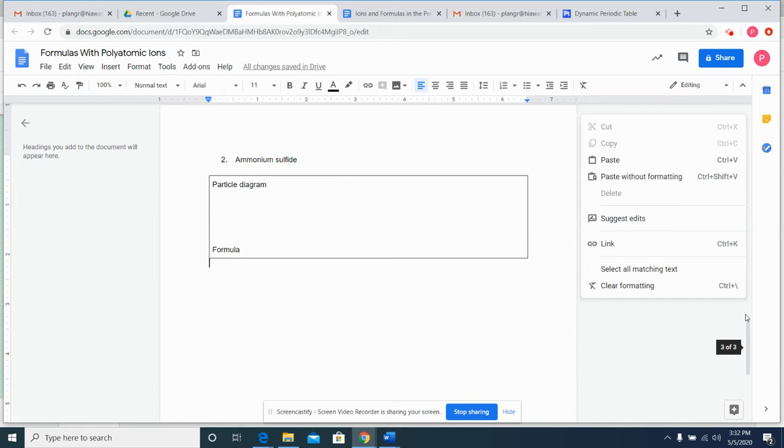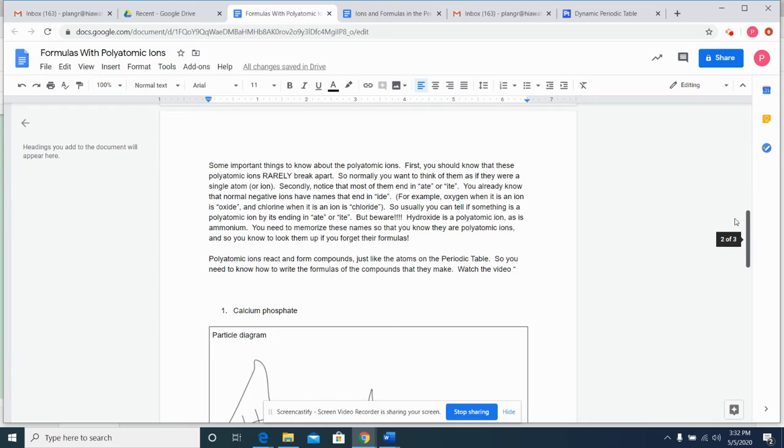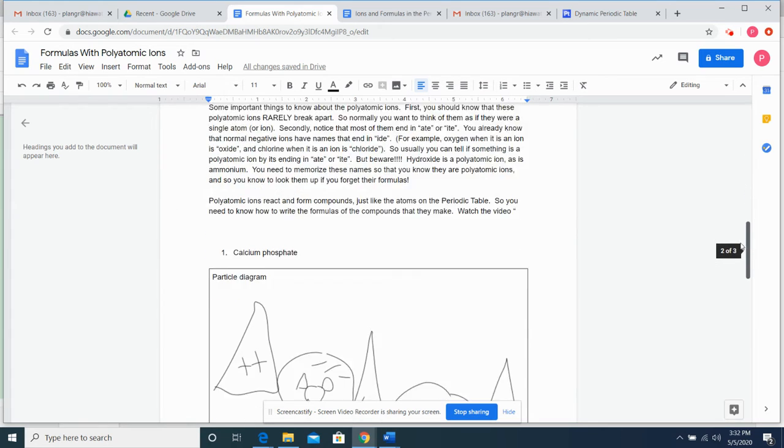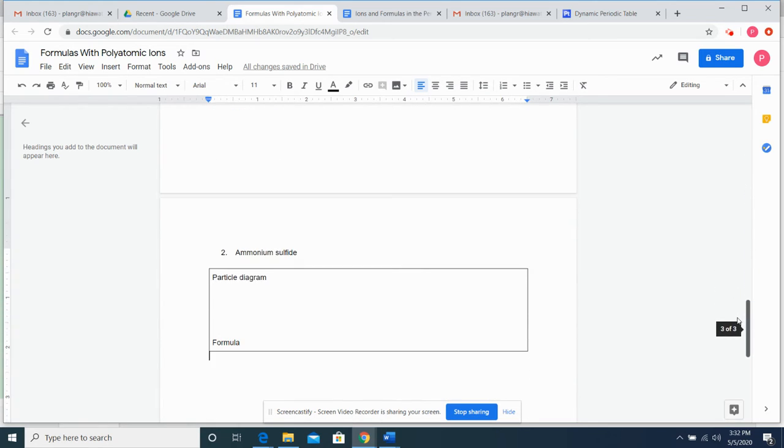I'm going to go up here to the list. And here we go. We've got ammonium right here. Ammonium is an NH4 with a 1 plus charge. You have to learn those polyatomic ions and write them down so that you recognize those names. Otherwise, you can't do these problems.